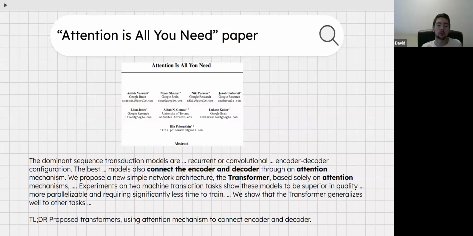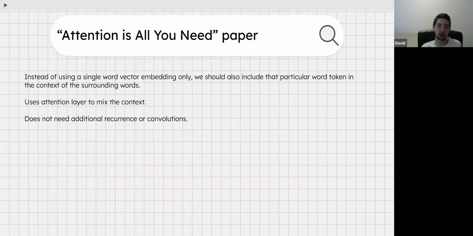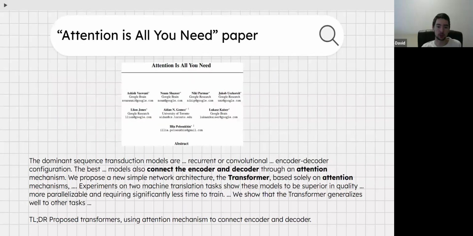Yeah. Basically, transformers use an attention mechanism to connect the encoder and decoder, and that's pretty much most of what I had. Are there any questions so far?